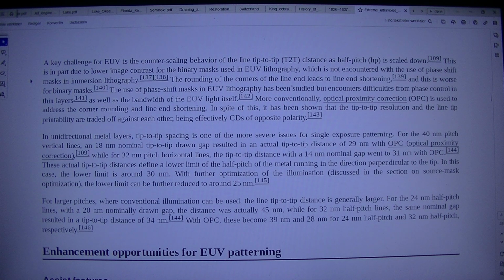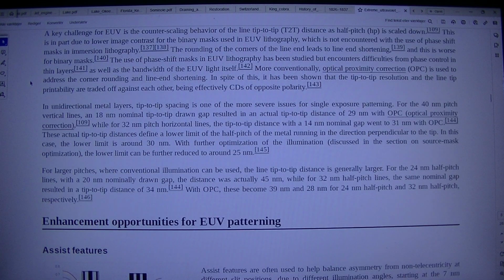137, 138. The rounding of the corners of the line end leads to line end shortening. 139. And this is worse for binary masks. 140. The use of phase shift masks in EUV lithography has been studied but encounters difficulties from phase control in thin layers, 141, as well as the bandwidth of the EUV light itself.